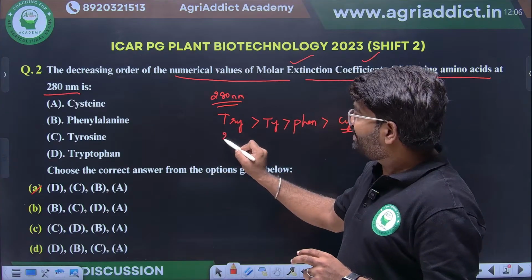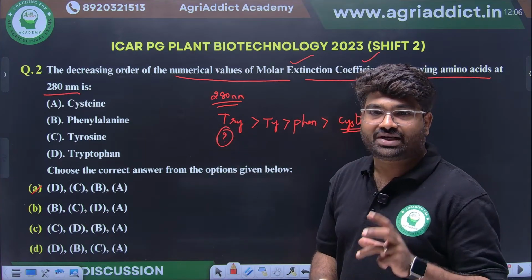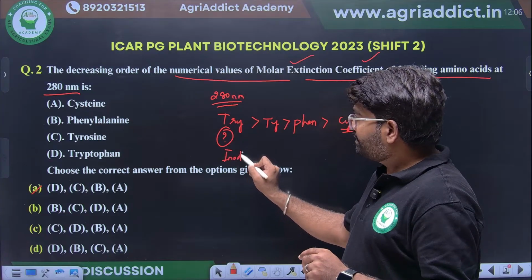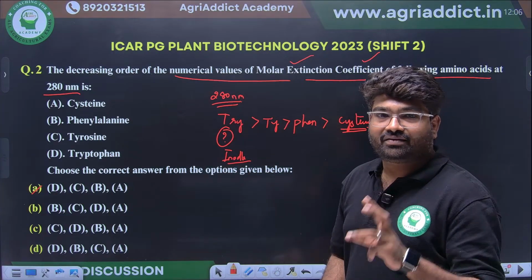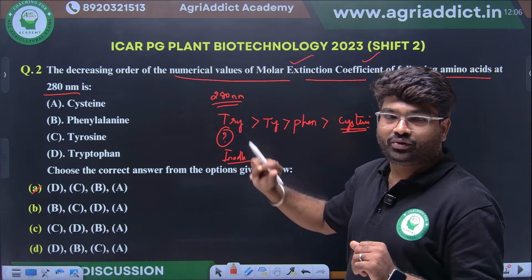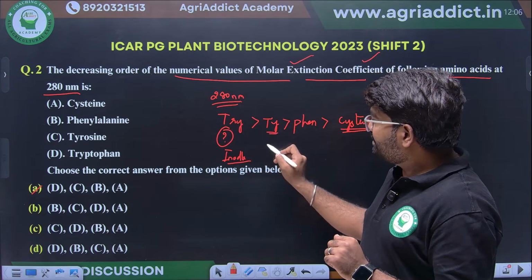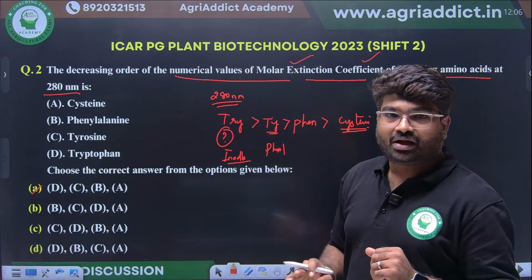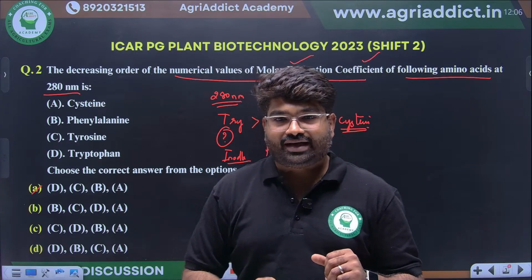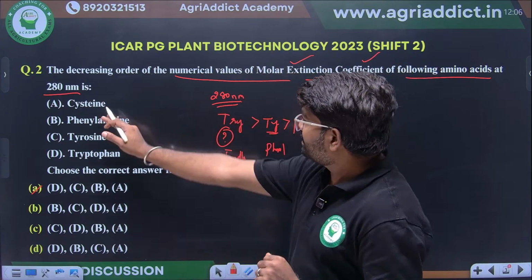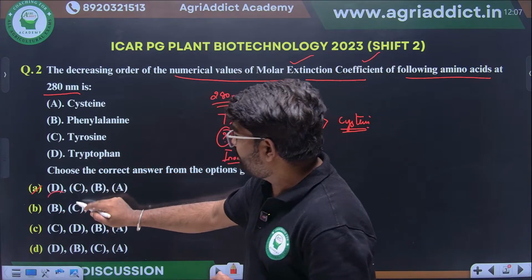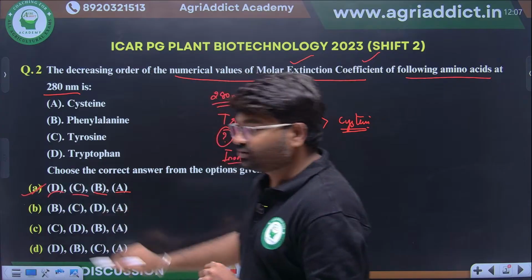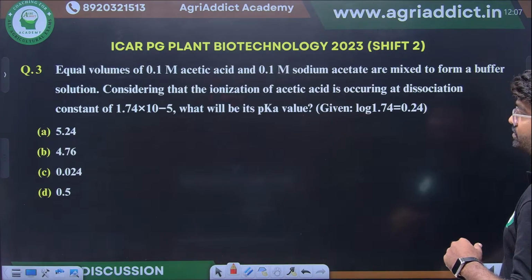Why will tryptophan have more absorption? This question has to come. Because of the presence of the indole ring. This indole ring will absorb more energy at 280 nanometer. Tyrosine, because of its phenol group, absorption will be more. Clear? So the option will be what? First absorption will be there for tryptophan, followed by tyrosine, followed by phenylalanine and cysteine. So option A will be the right option.